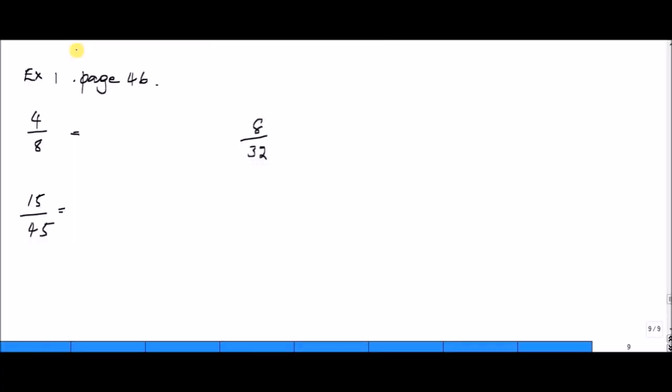So now to exercise 1 on page 46, we have 4/8, we have 15 over 45 and 8 over 32, and we must reduce those. So the highest common factor of 4 and 8 would be 4, and we could say 4 into 4 would go 1 time, and 4 into 8 would go 2 times. So our answer is half.